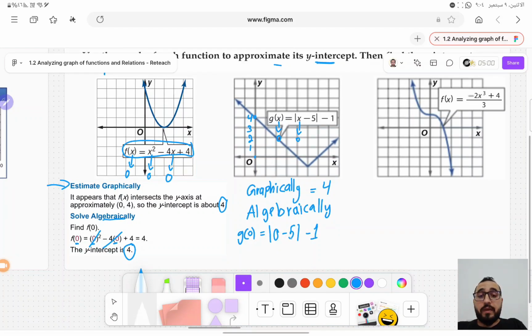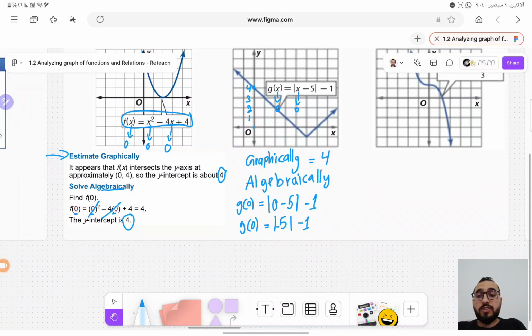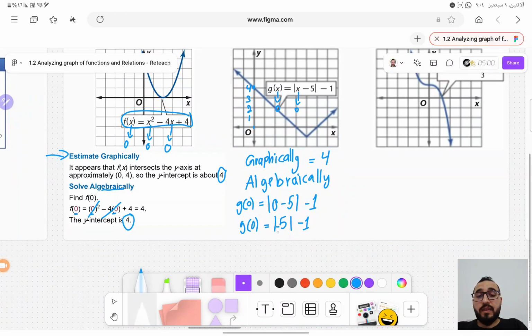So now 0 minus 5 is equal what? Let me write it here. 0 minus 5 is negative 5. So negative 5 absolute value. What's the absolute value doing to the function? Absolute value is removing the negative. So it will be 5 minus 1. So 5 minus 1 is equal 4. So the answer here is 4.